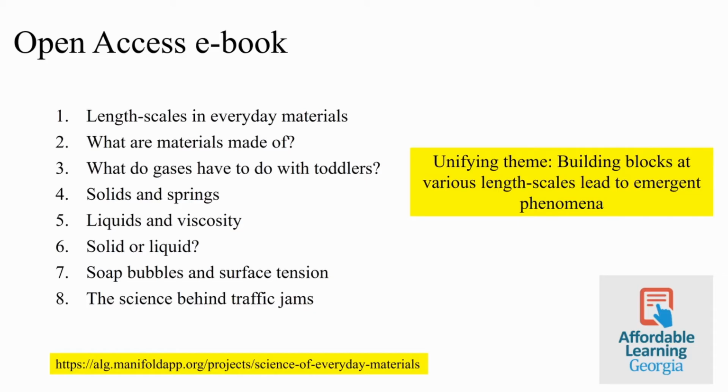Finally, we move on to the larger scale, such as the emergence of societies and especially how traffic jams emerge from individual unpredictable drivers. So while these might seem like a variety of different concepts, the underlying theme is how building blocks at various length scales can lead to emergent and predictable scientific phenomena.